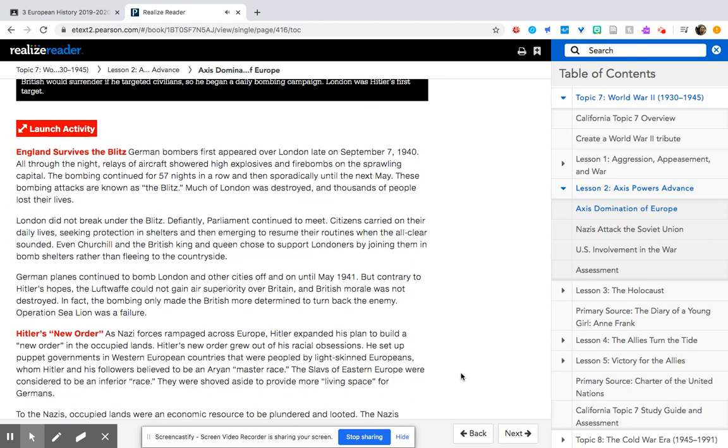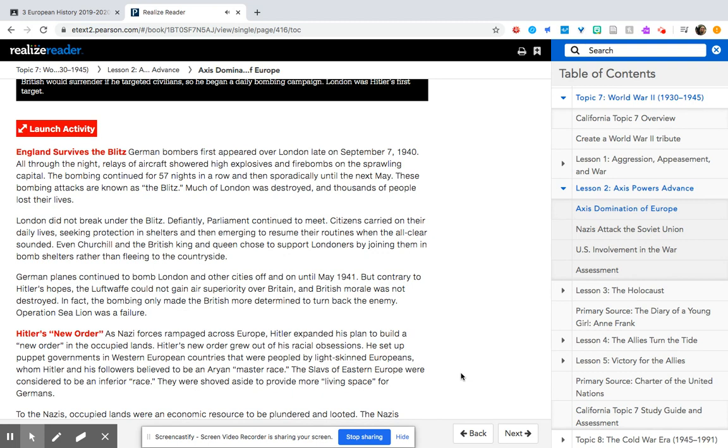London did not break under the Blitz. Defiantly, Parliament continued to meet. Citizens carried on their daily lives, seeking protection in shelters, and then emerging to resume their routines when the all clear sounded. Even Churchill and the British King and Queen chose to support Londoners by joining them in bomb shelters rather than fleeing to the countryside.